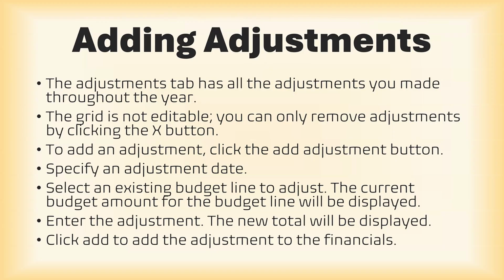So the list will have all the current budgets assigned, both revenue and expense. The current budget amount for the budget will be displayed as well. You enter the adjustment and the new total will be displayed, and then you click Add to add the adjustment to financials. This one's pretty straightforward. It's not that complicated. You just click Add, select what account number you want, and then add the adjustment, and then click Add.